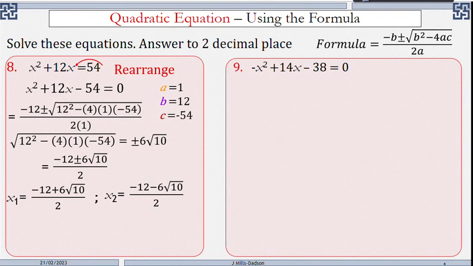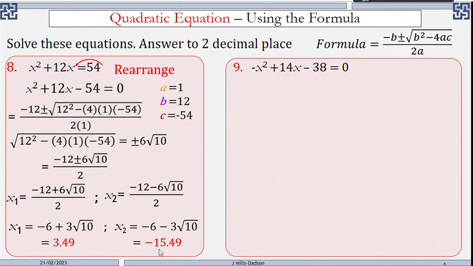If in an exam you are not sure of what you are doing and you are good with the calculator, you can key in exactly what you see and you will get the final answer in decimal. So here we use the calculator, and this will give us the answer as 3.49. Remember, we can divide by 2 before we get the answer, or the calculator will do it for us. Same here, we get the answer as negative 15.49. Let's check the second one.